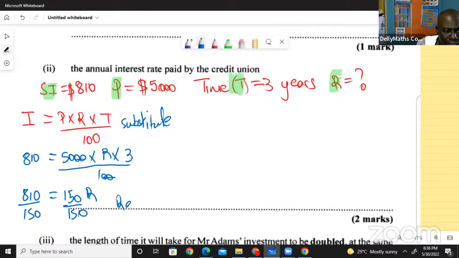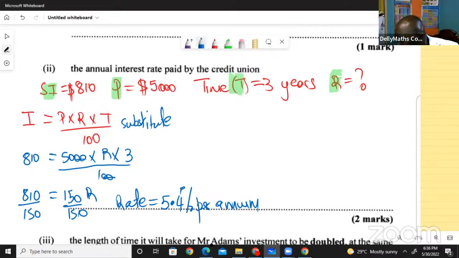So my rate is 5.4% per annum. So that's the rate that we're getting, right? 5.4% per annum. All right.